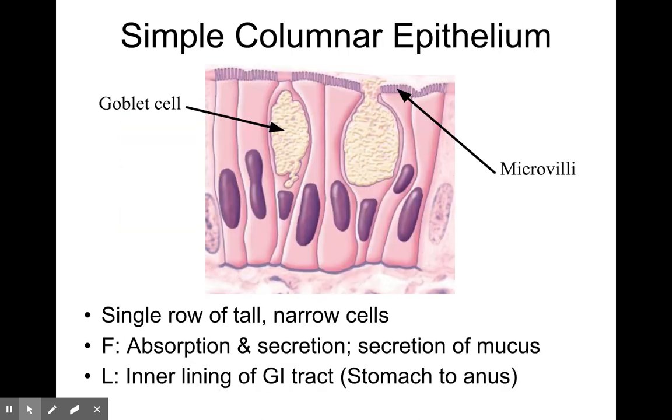Simple columnar is a single row of column-shaped cells. The function is absorption and secretion. We find this in the GI tract. So your GI tract is completely lined with this particular tissue type. Again, we see microvilli present because that increases the surface area of the cell. And as a result, you're able to absorb nutrients very, very quickly.